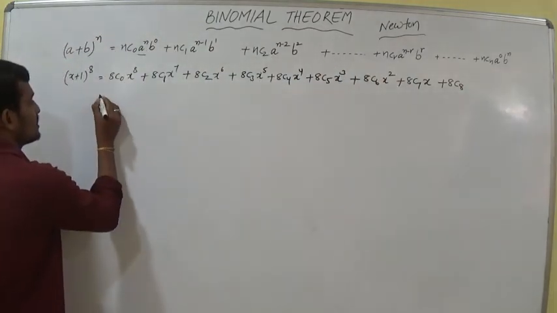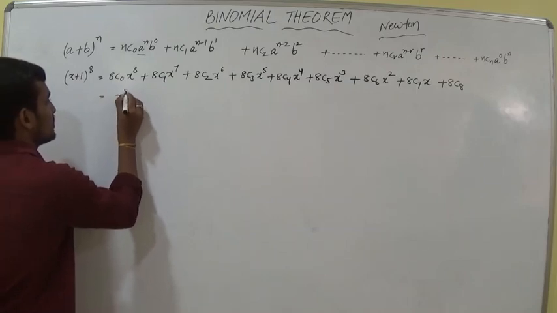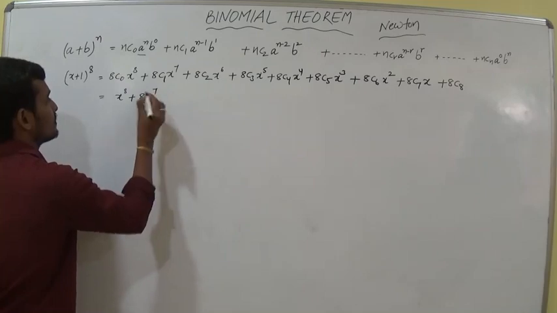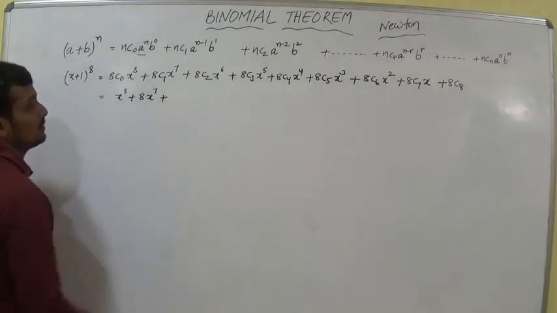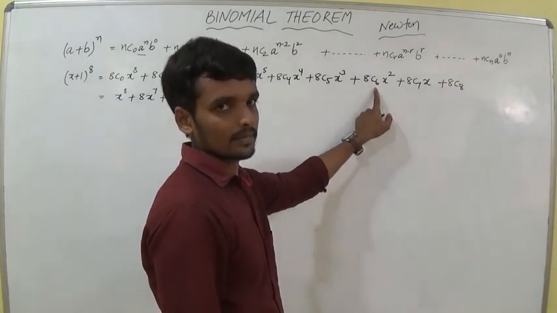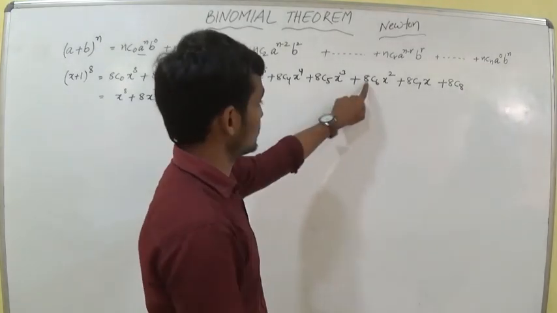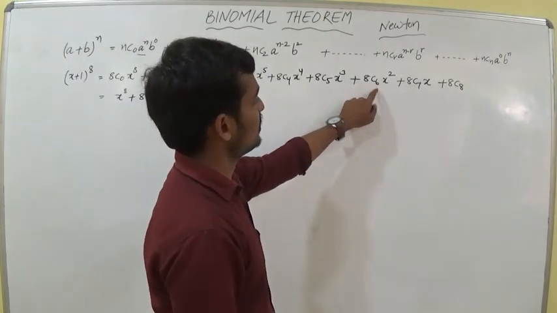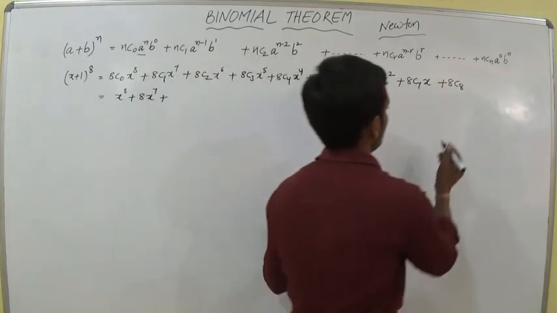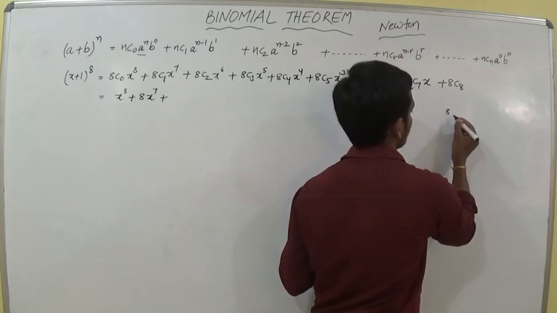So 8c1 is 1, so this is x to the power of 8. 8c1 is 8, so this is 8x to the power of 7 plus 8c2. 8c2 is equal to 8c6. Yes, this is right. 8c6 is equal to 8c2. Why? Because nCr is equal to nC(n minus r), 8 minus 2 is 6. So we can find 8c6 as 8c2.